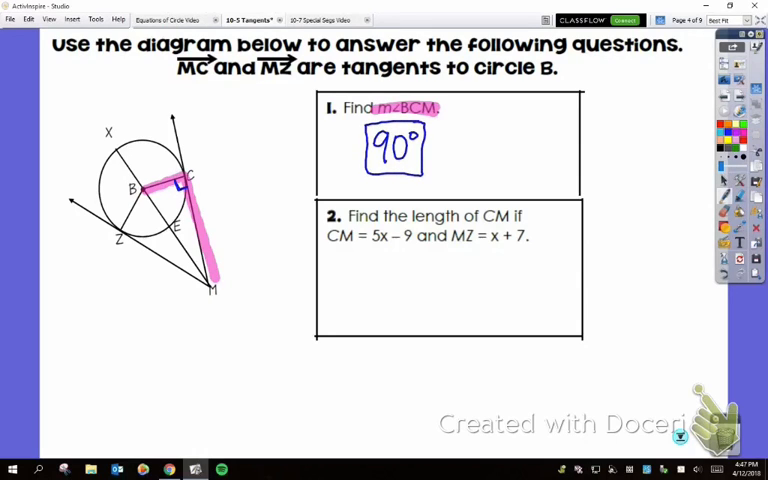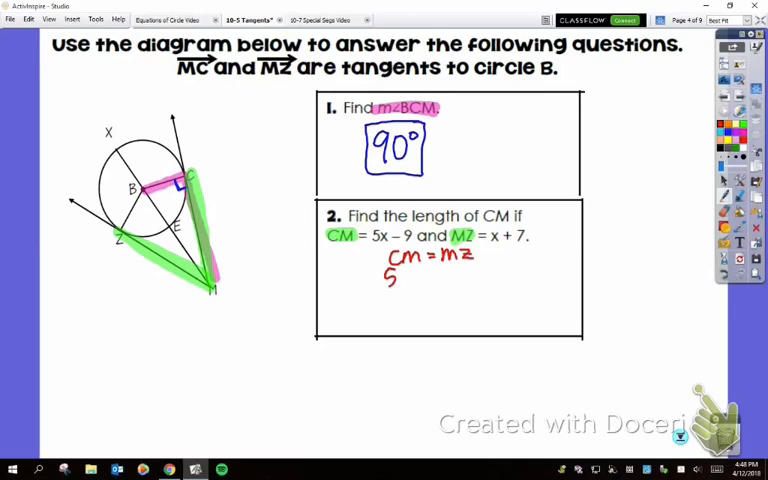Okay, the number 2 we're looking at, they want us to find the length of CM if CM is 5x minus 9 and MZ is x plus 7. So if we look at CM and MZ, CM is right here, and MZ is right here, and we know that both of those lines are tangent. So we know that CM equals MZ.